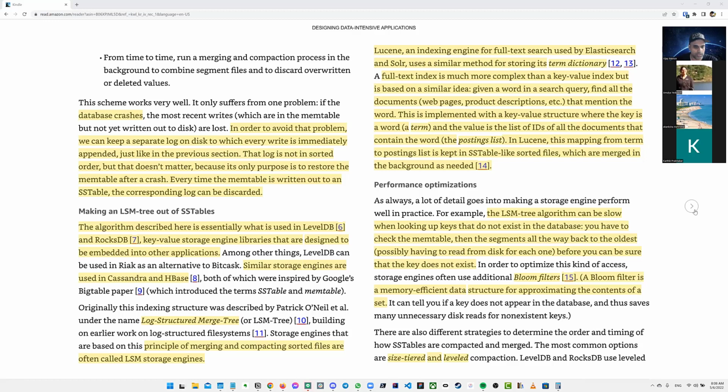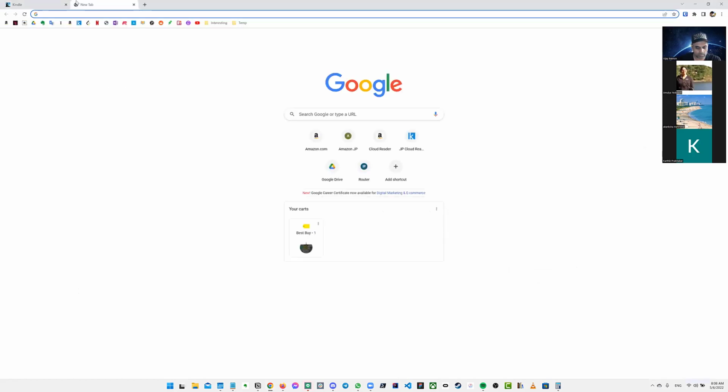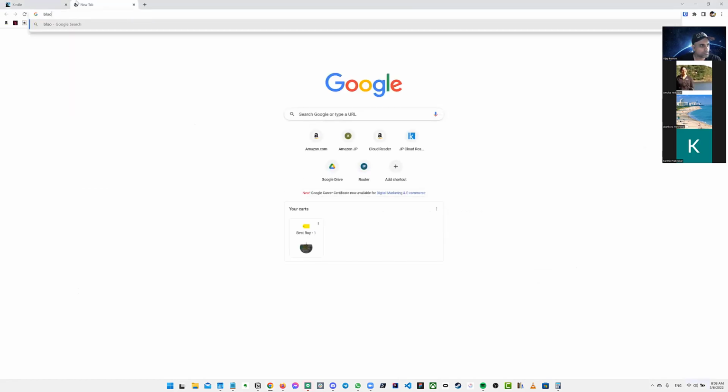And then there are different strategies to determine the order and timing of how SSTables are compacted and merged. Does anybody know what Bloom filters are? I have to say, yesterday was the first time I read about them. A Bloom filter. Anybody know? Or we can just study up and come back prepared next time.